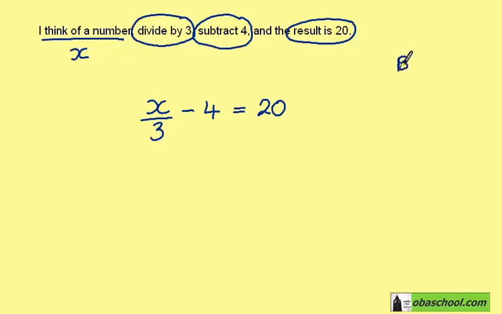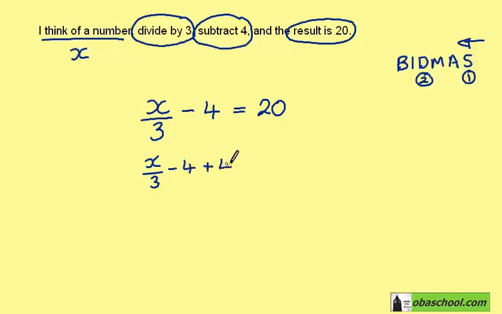Remember, when there's more than one step, a rule of thumb is that we can take BIDMAS and work it in reverse order. The subtraction here can be dealt with first. The division, x divided by 3, is dealt with second. To deal with the minus 4, we add 4 to both sides.